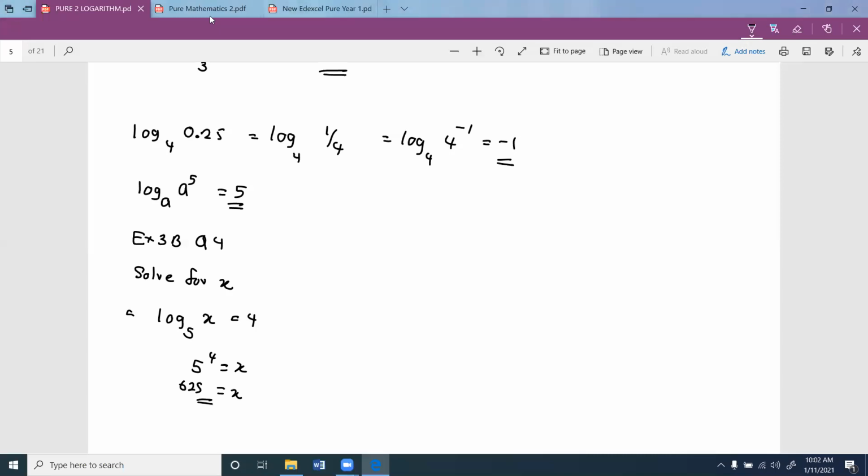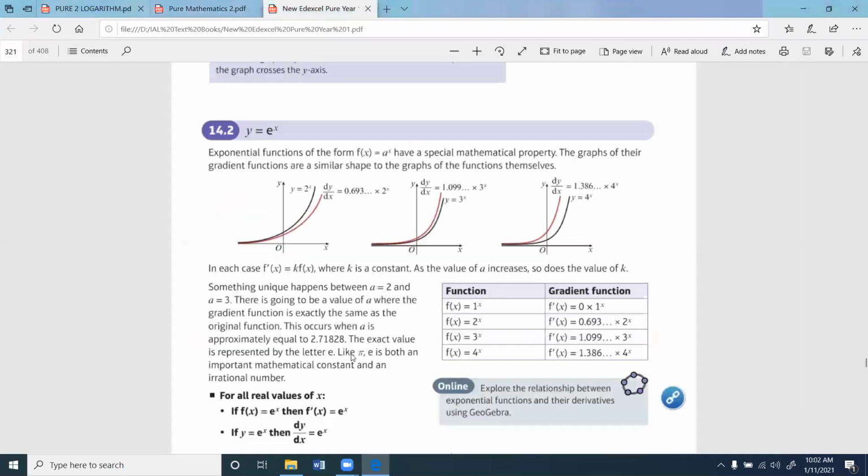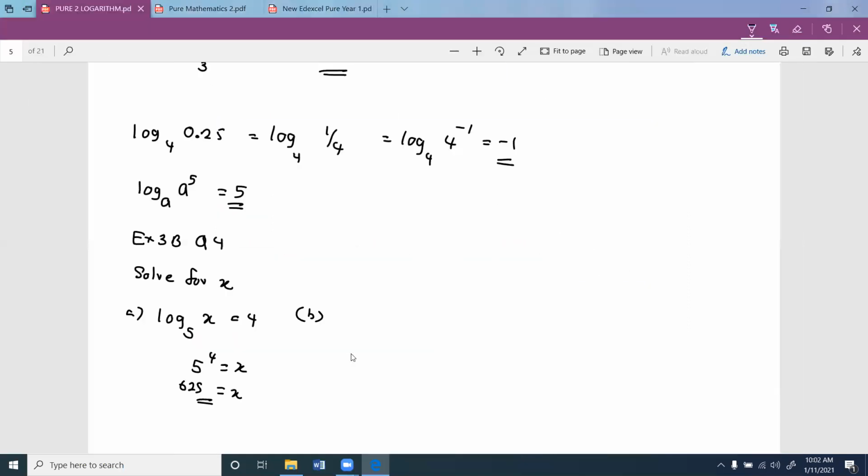Part B: the question is log_x 81 equals 2. That means x to the power 2 is equal to 81. Therefore, x equals the square root of 81. That is how much? 9. Right.